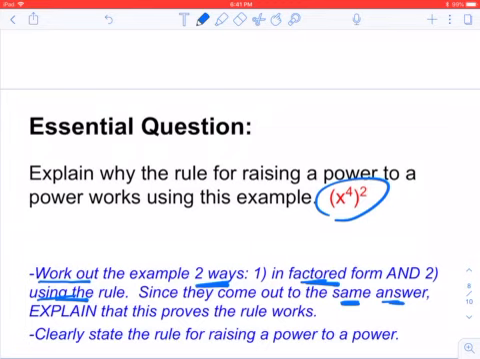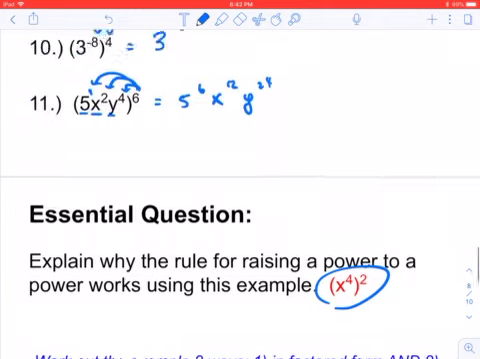So we're not trying to ask whether the rule works or not. It does. We're trying to show why it works. So I want you to explain that, oh, since they're both coming out the same, this means the rule works. And then go ahead and state what the rule is. State it clearly. It's that thing that we have, remember?